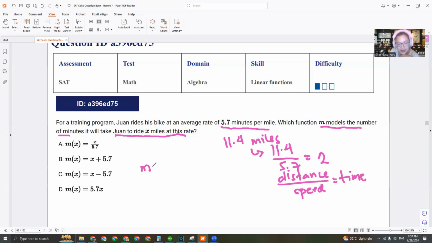That's because M is the time. And when we want to find the total time it takes to cover X miles, which is the distance, all over the speed, which is 5.7 minutes per mile. And that gives us A as the correct answer.